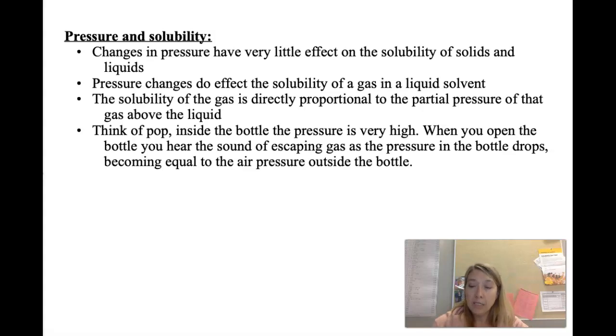So what happens is, at high pressure, which is what's happening inside of my pop can before I open it, the gas molecules don't really have anywhere to go, so they have to go into the solution, so I increase their solubility. But as soon as I open it and decrease the pressure, there's so much room for them to go, they're all going to come out, okay? So for gases, high pressure means high solubility, low pressure means low solubility.